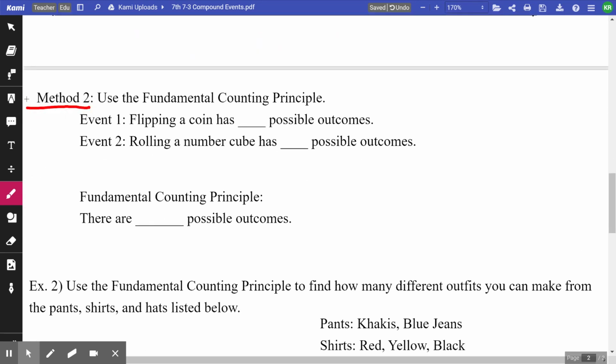Now, we could always list them out, but there's a faster way, right? Method 2 is to use the fundamental counting principle. We take each event and figure out how many outcomes there are for that particular event. Event 1, how many choices do you have after you flip a coin? There are 2 possible outcomes. And event 2, how many do you have after rolling a number cube? There are 6 possible outcomes. The fundamental counting principle says we multiply those possible outcomes. So we're going to do 2 times 6, and that means there are 12 possible outcomes.